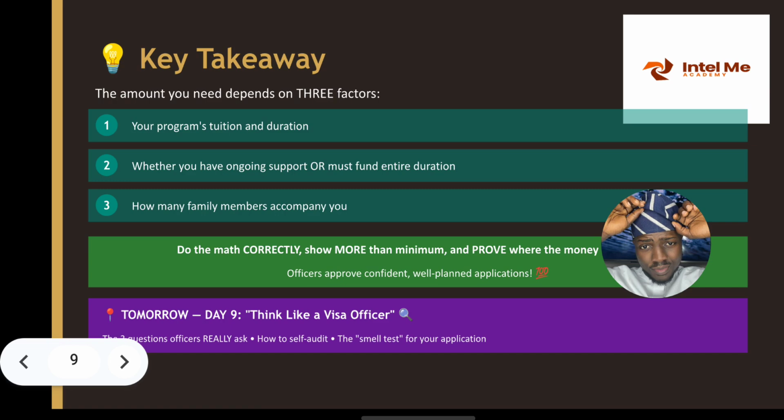When you do this, officers approve, they are confident, and they see a well-planned application and a risk-free applicant, which is you. So in day 9, we'll be showing you how visa officers think, the main things they are looking out for, how to assess yourself based on these things, and make sure that your application will get approved.